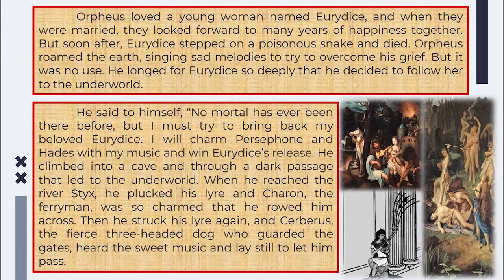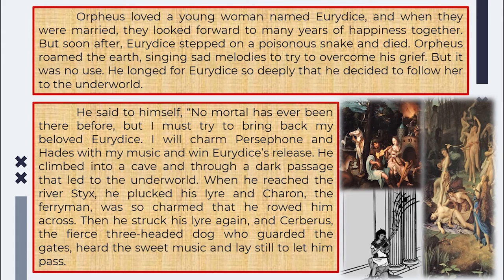He said to himself, "No mortal has ever been there before, but I must try to bring back my beloved Eurydice. I will charm Persephone and Hades with my music and win Eurydice's release." He climbed into a cave, and through a dark passage he led to the underworld.